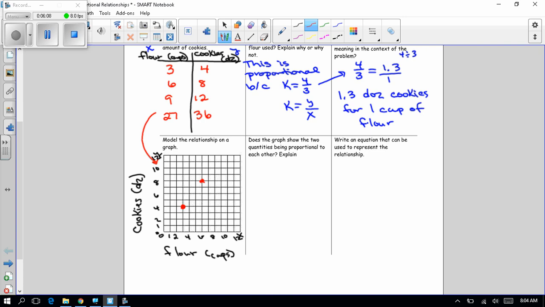9 cups of flour and 12 dozen cookies. Oh, I'm going to be off the screen now, right? I don't have enough room for 27, but if I did, do you think it would be on that line? Yeah, exactly. It'll be on that line.